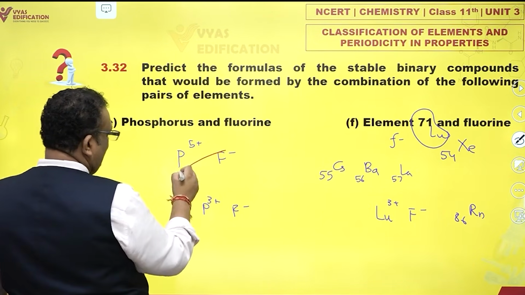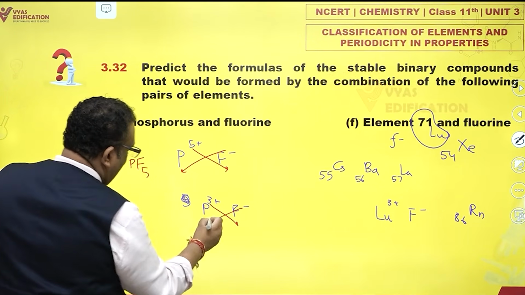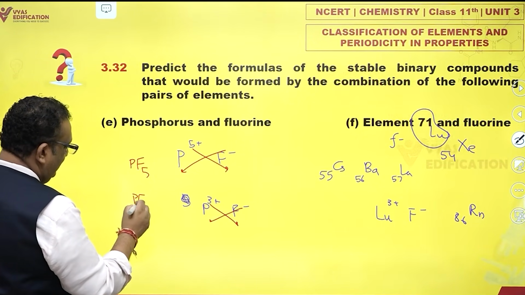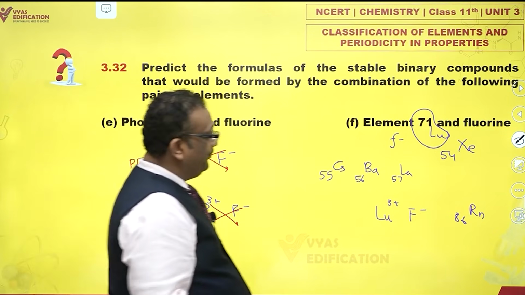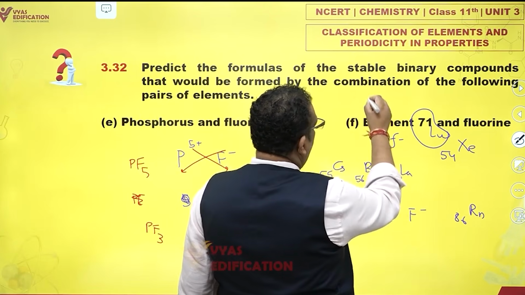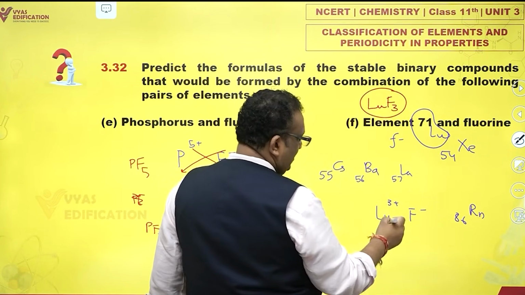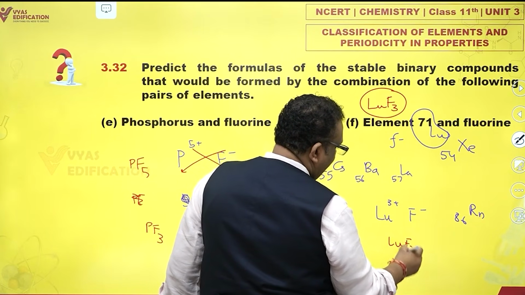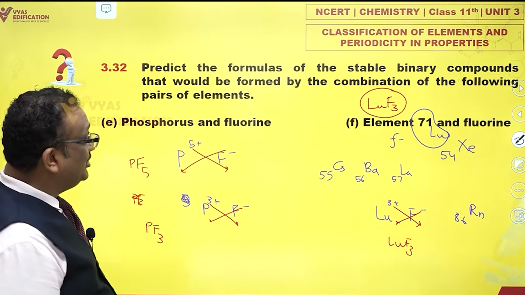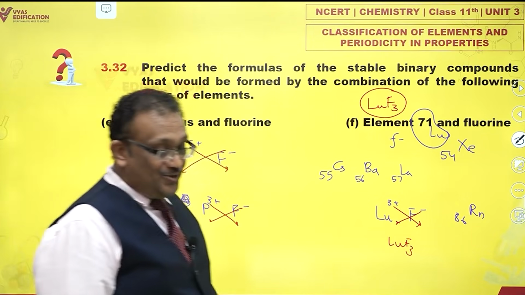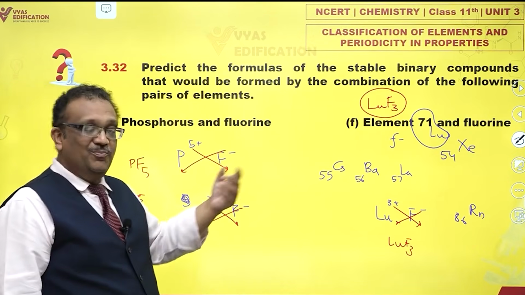And now charge exchange. So you have PF5 and you also have PF3. Lovely. What about here? You have LuF3, lutetium fluoride, LuF3. Just check this out. And in this case, you also had an additional responsibility of actually identifying the element, which makes it more interesting.